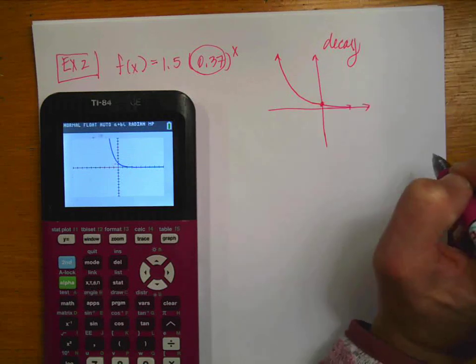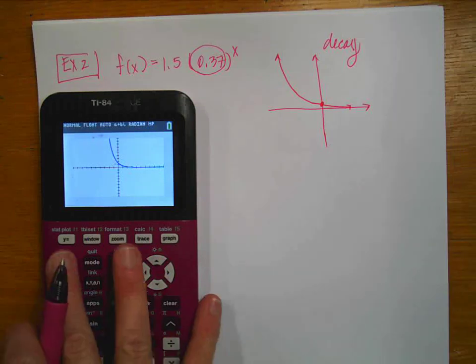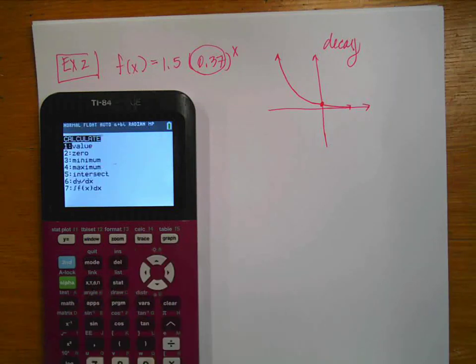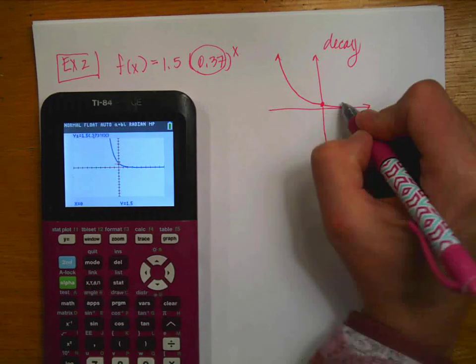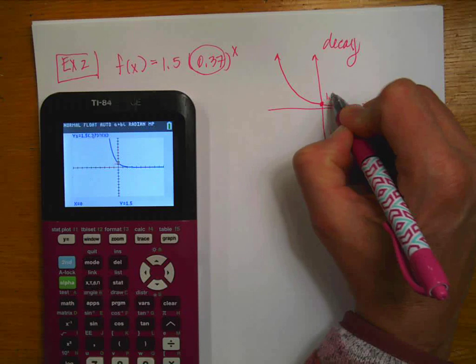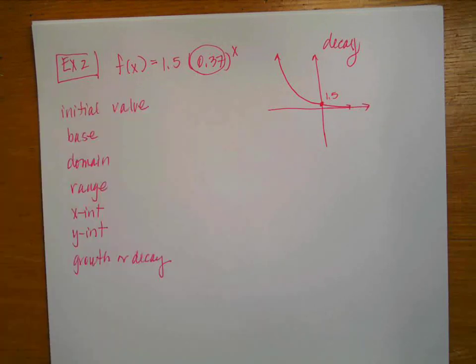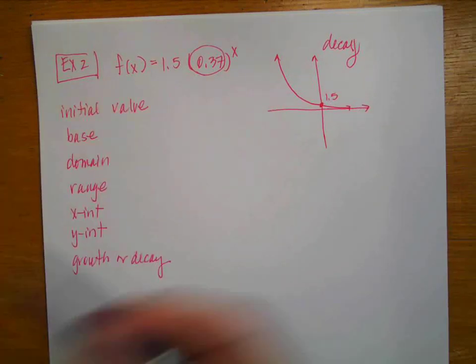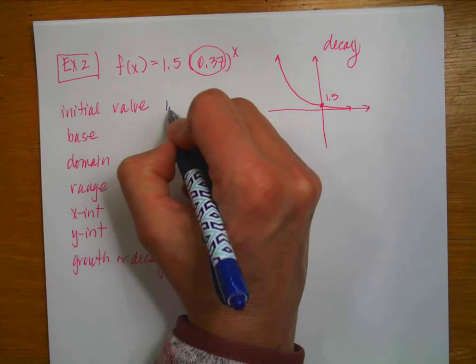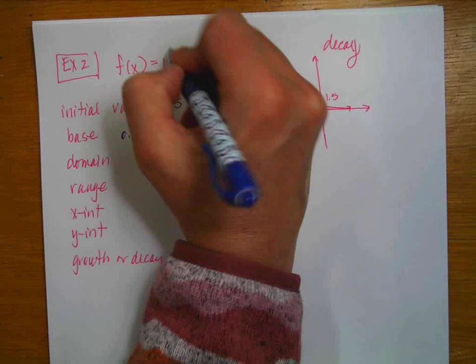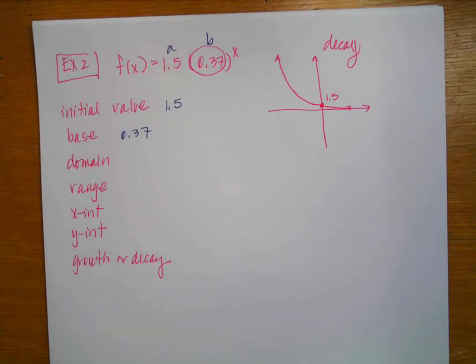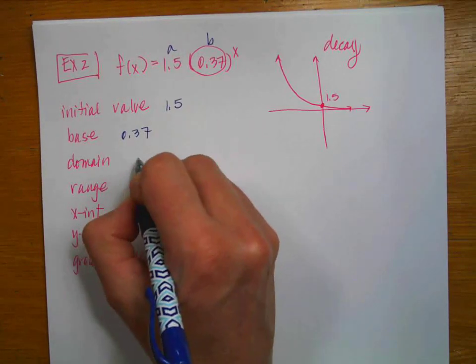Okay, I don't need to find this value, but I'm going to find it on my calculator just so you remember how. So I'm going to do second calculate, value, x is 0, and notice that it tells me that it's 1.5. So this is 1.5. Okay, now I'm going to answer all of my questions. The initial value is 1.5. The base is 0.37, so this is a, this is b.